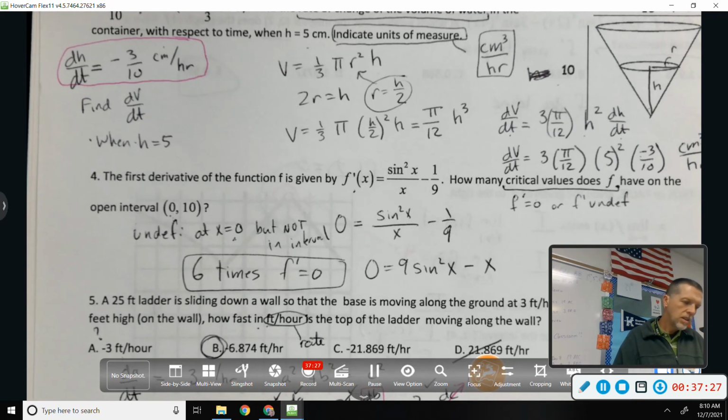The test tomorrow is no calculator. Correct. All of our test is no calculator. Tomorrow and Thursday. Tomorrow's multiple choice. Thursday is the free response. With the big curve attached to it.